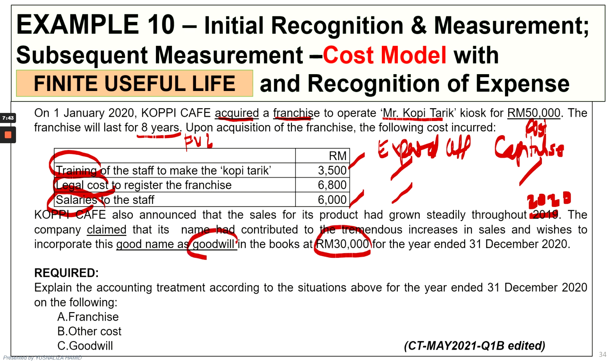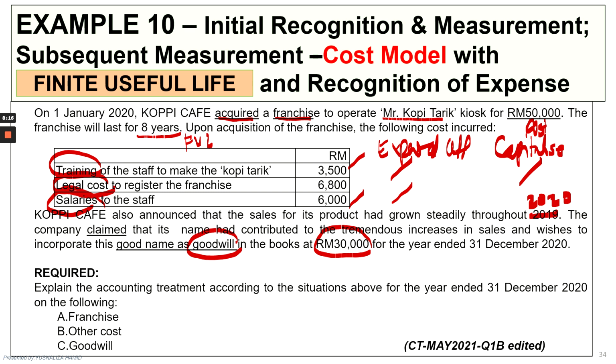So that good name is a goodwill. And remember, in our previous session, I've already informed you that internally generated goodwill will not be recognized as an intangible asset. It is prohibited under MFRS 138 because it is not separable and cannot be distinguished from the cost of running the business as a whole. So this 30,000 shouldn't be recognized.